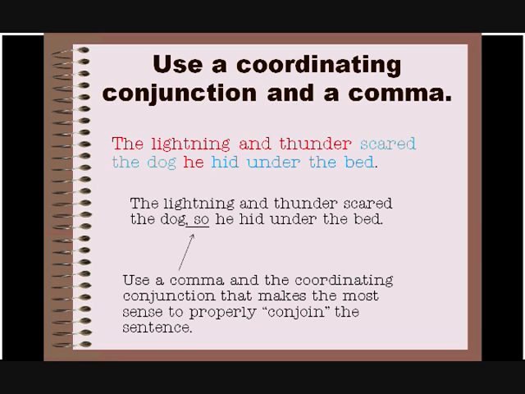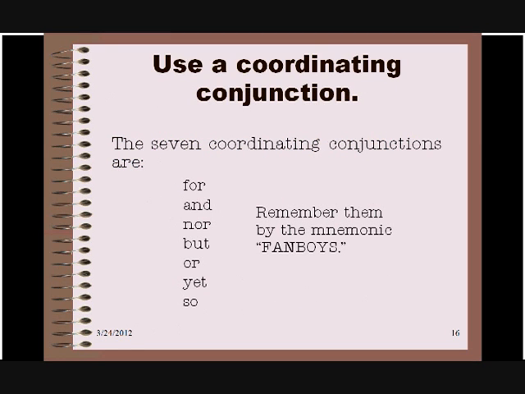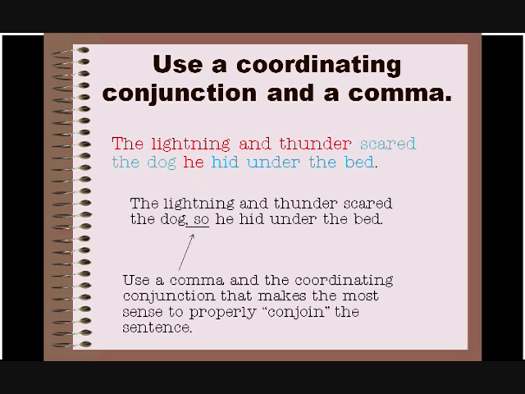And remember that the comma and the coordinating conjunction have to be used together to fix a run-on. So you have a comma, then the coordinating conjunction, and you pick the one that makes the most sense. So here, so would make sense. So the lightning and thunder scared the dog, so he hid under the bed. So now this makes sense by using a coordinating conjunction and a comma.